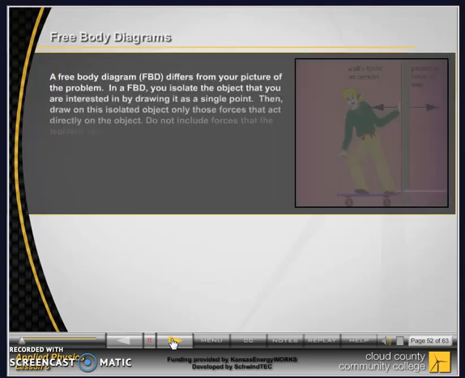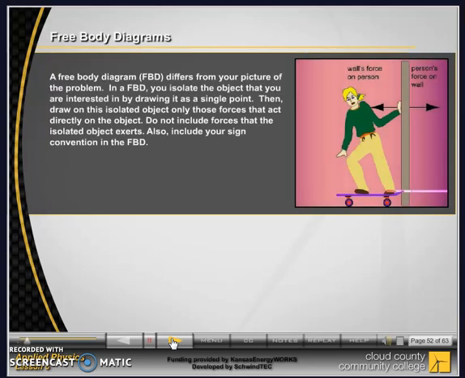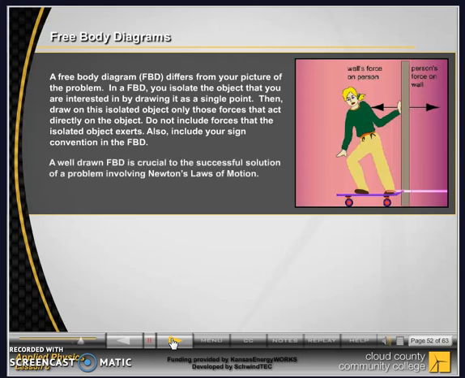A free body diagram differs from your picture of the problem. In a FBD, you isolate the object that you are interested in by drawing it as a single point. Then draw on this isolated object only those forces that act directly on the object. Do not include forces that the isolated object exerts. Also, include your sign convention in the FBD. A well-drawn FBD is crucial to the successful solution of a problem involving Newton's laws of motion.